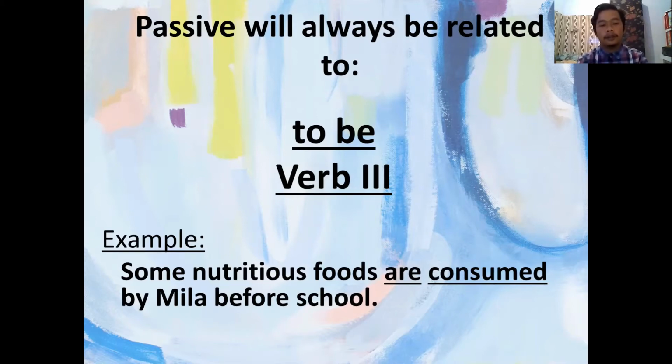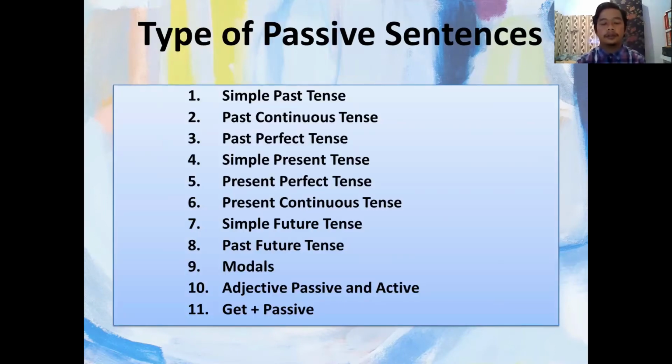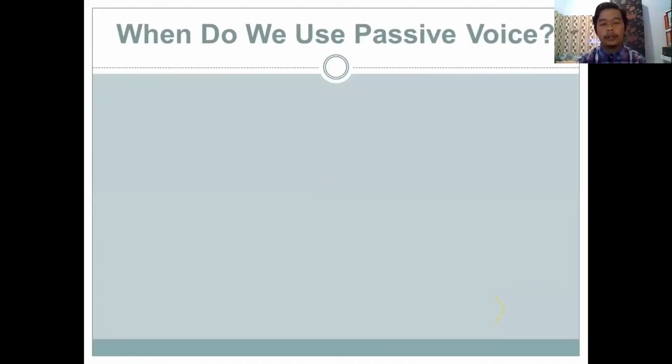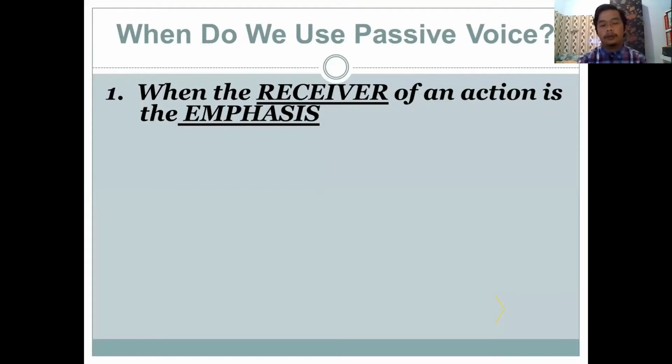The example: some nutritious food are consumed by Mila before school. Okay. When do we use a passive voice? When the receiver of an action is the emphasis. Jadi sebuah penekanan itu ketika sebuah pemberian itu di awal kalimat.